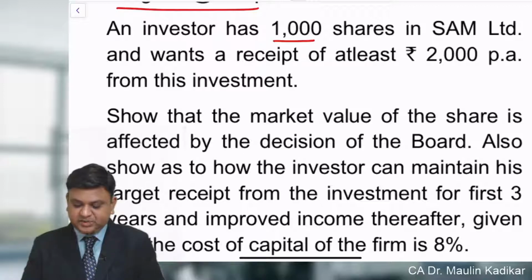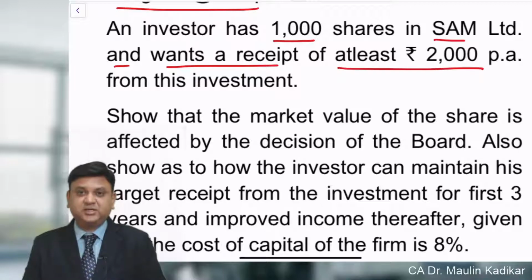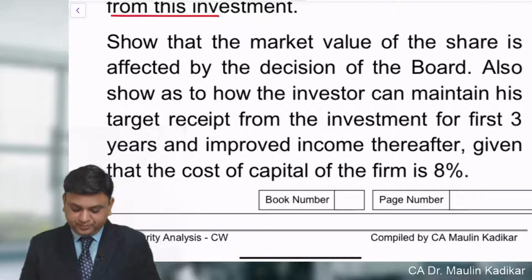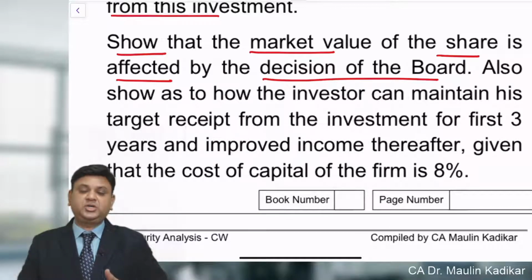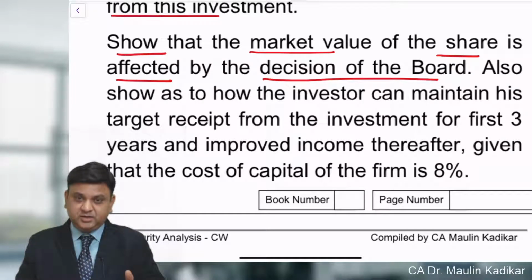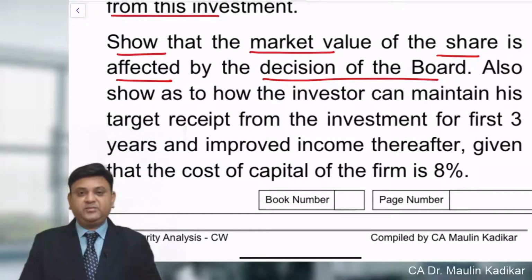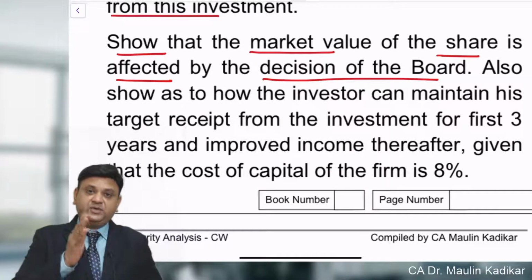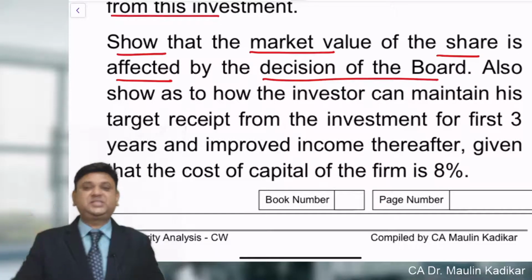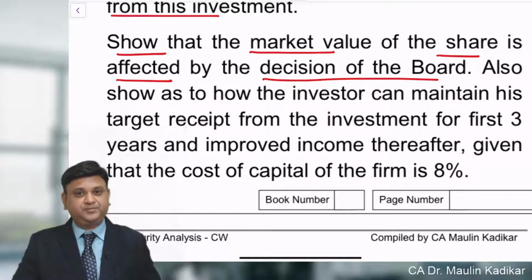An investor has 1000 shares in SAM Limited and wants a receipt of at least rupees 2000 per annum from this investment. Show that the market value of the share is affected by the decision of the board. So you are required to show how the market price of the equity share is going to be affected with the decision of the board. It means what must be the price before accepting the project and what must be the price once the project is accepted. That is the question.